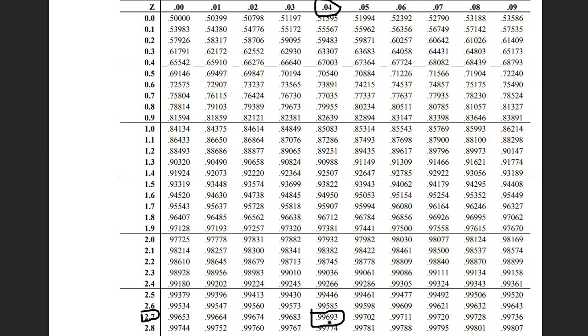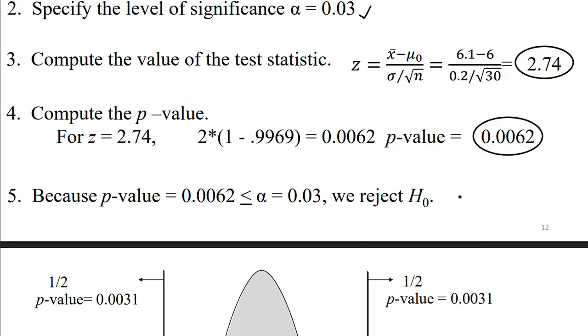Actually, when we multiply the 0.99693 by 2, what we are actually looking at is a value of 1.99386. The p-value is a probability, and probability can never be greater than 1. And so if we decide to multiply this value by 2, it's going to give us a value way greater than 1, and that is not acceptable.